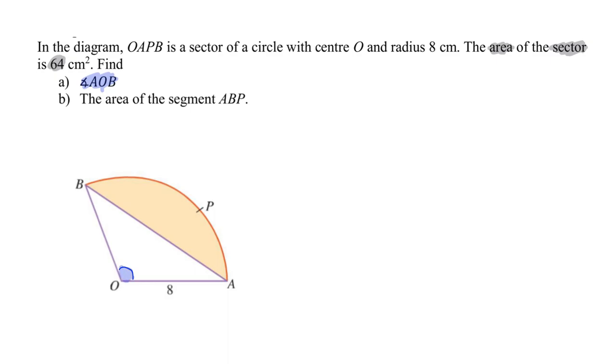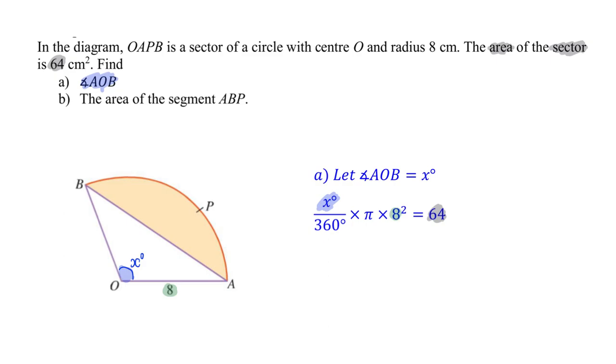Since they give me the area, the very first thing that comes to my mind would be to use the formula for the area of a sector, okay? If I let x be the angle AOB, then x over 360 times the area of this circle, pi r square, will give me 64. The radius is 8.